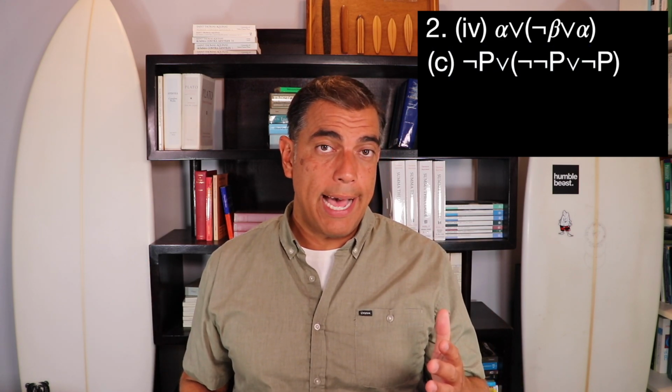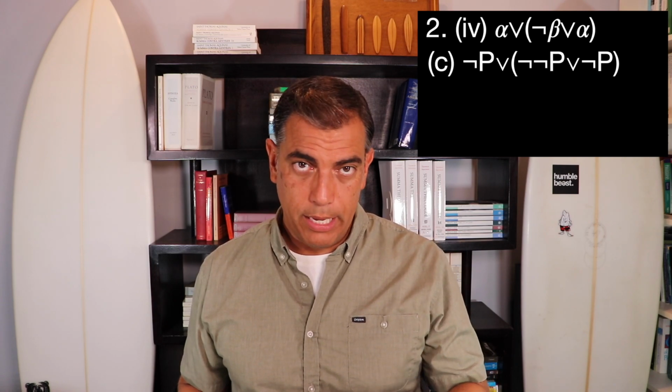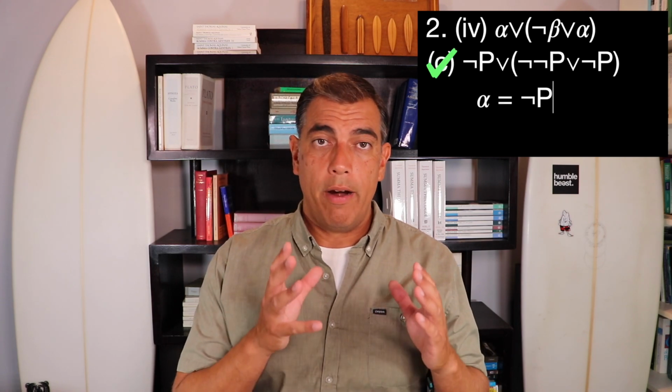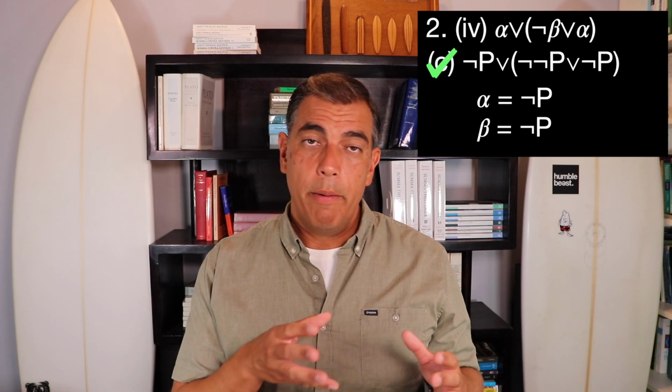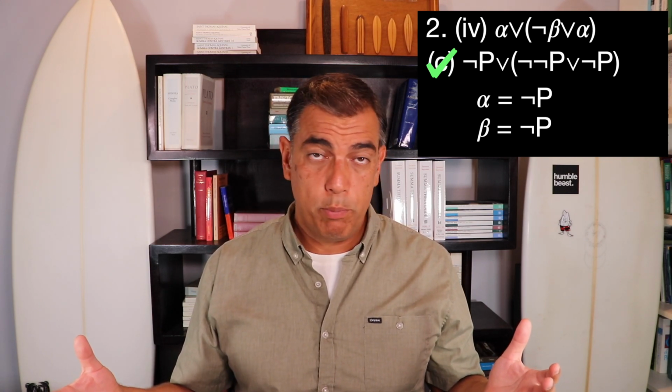And finally, we have "not P or not P or not P." And this is an instance where alpha is replaced by not P. Beta is also replaced by not P. So yeah, replaced by the same well-formed formula, that's okay, we're allowed to do that.